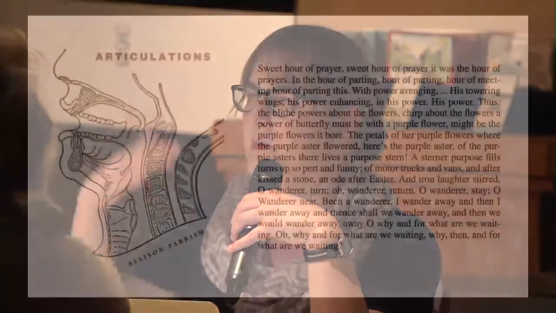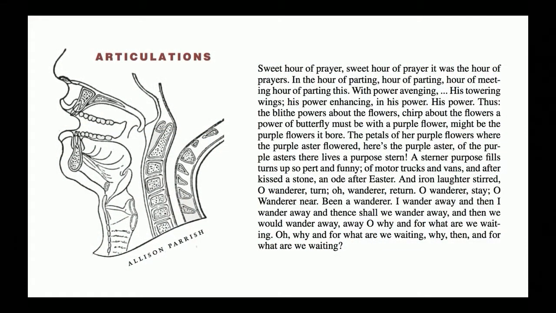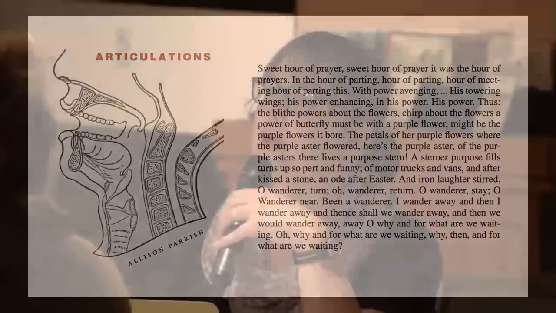So I'm not going to read this. I might read like the first part so you get an idea. These are all lines of poetry from Project Gutenberg, a freely available corpus of public domain texts. So you get connections like sweet hour of prayer, it was the hour of prayers, in the hour of parting, hour of parting this with power avenging his towering wings, his power enhancing in his power thus the blithe powers about the flowers, chirp about the flowers, a power of butterflies, so forth, so forth. So it's a kind of poetry in which phonetic cohesion is the only compositional strategy.